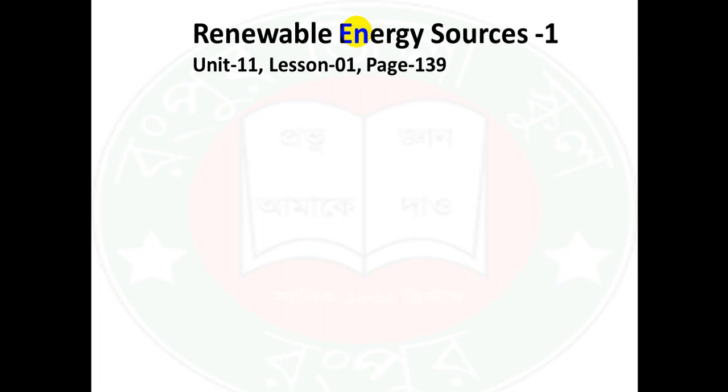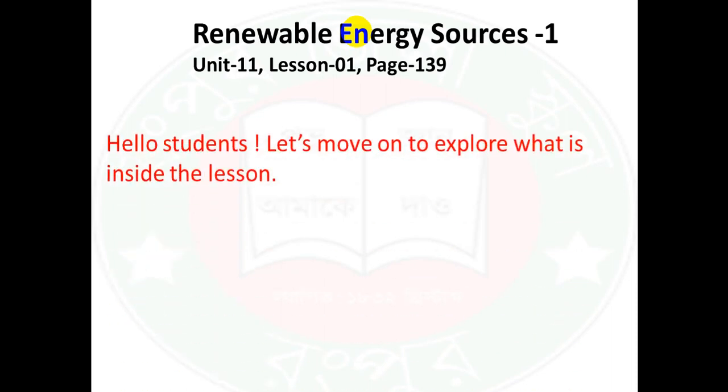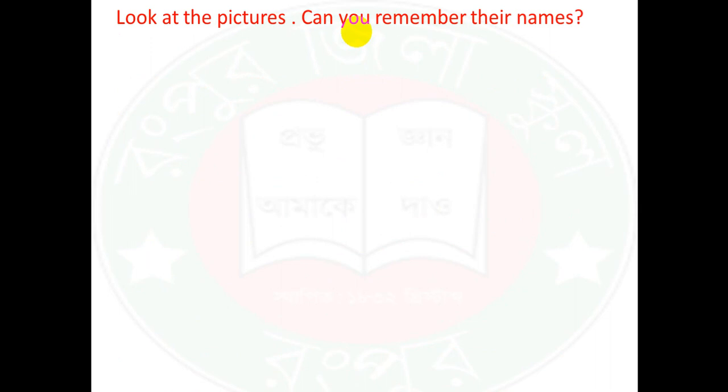So students, go to your textbook and open at page 139. You have to move to unit 11, and today's lesson is lesson 1. So now students, let's move on to explore what is inside the lesson. Have you got the lesson? Yes. Just look at section A. There are some pictures. Now you will have to remember their names. So I'm going to show some pictures that are already in your textbook in section 1.